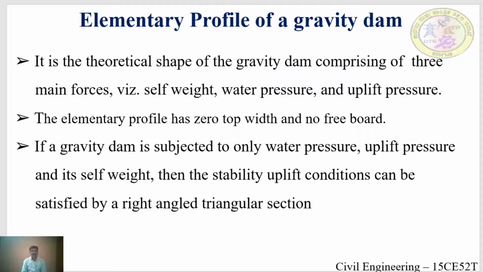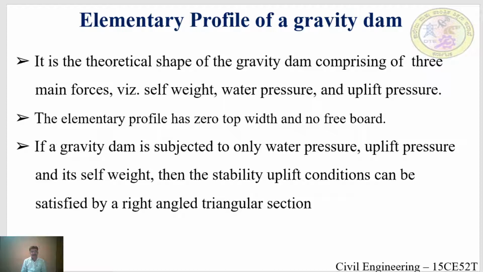Now, the elementary profile is a theoretical shape of the gravity dam which has three major forces: water pressure, its self-weight, and uplift pressure. Since it is triangular in shape, it has zero width at the top, and there is no freeboard for the elementary profile of a gravity dam.